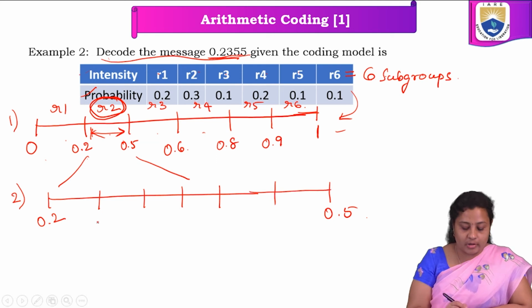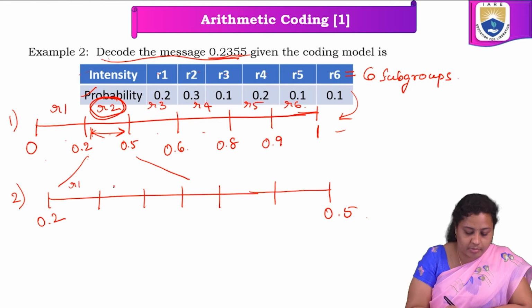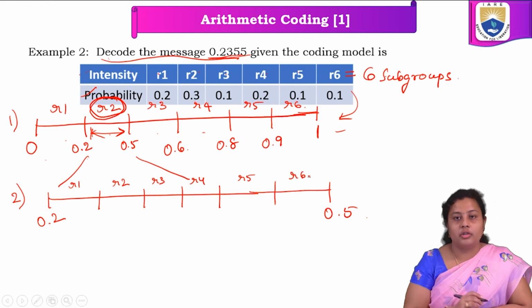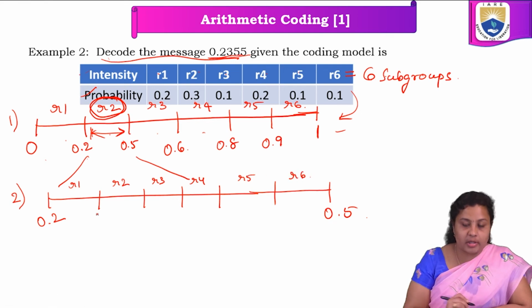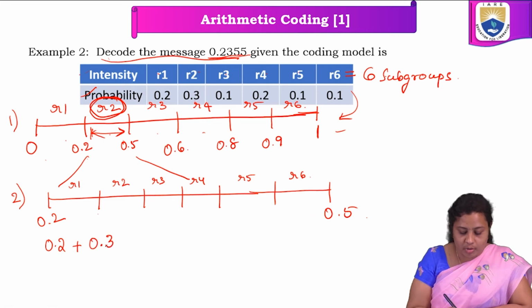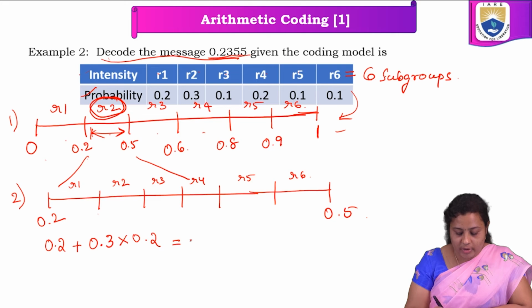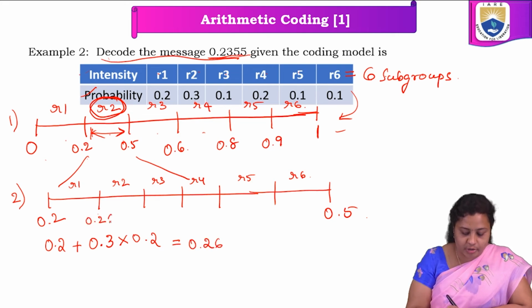Now, what is this value? This first subrange is given by R1, R2, R3, R4, R5, R6. So I have to calculate this value. How do I get this value? It is 0.2 plus the range length, which is 0.3, into the probability of R1, which is 0.2. So this value is 0.26.